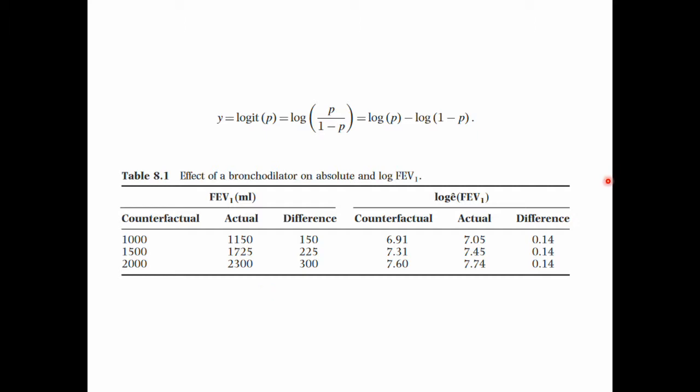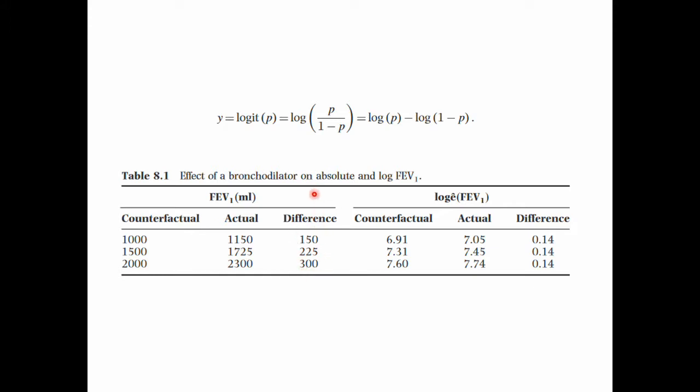Here is an example from Stevenson. He's showing the effect of a bronchodilator on absolute and log FEV. When we take the logs of things, we're talking about relative, proportional effects. So here we have a 15% increase. For this particular patient, the truth without treatment, which we can't see, would have been 1,000. Their actual was 1,150, so the difference was 150. And this number is different for each patient because it relies on their counterfactual value. So on the absolute scale, the effect of the intervention isn't constant.